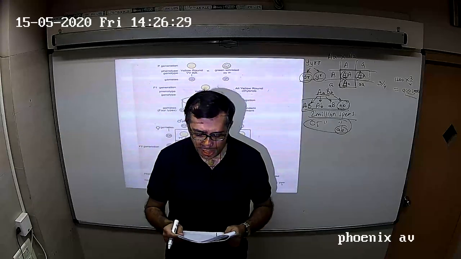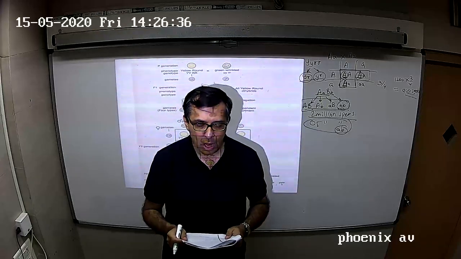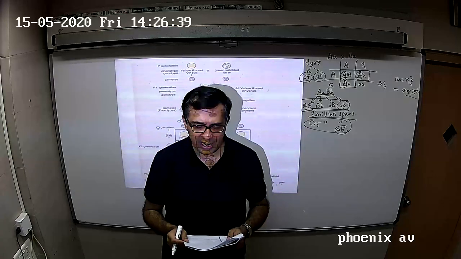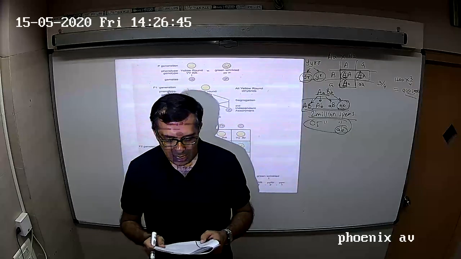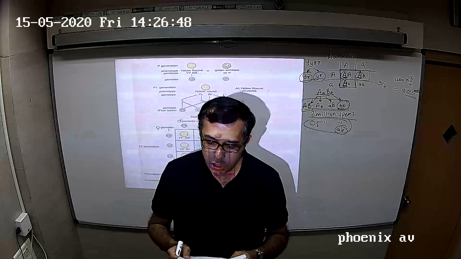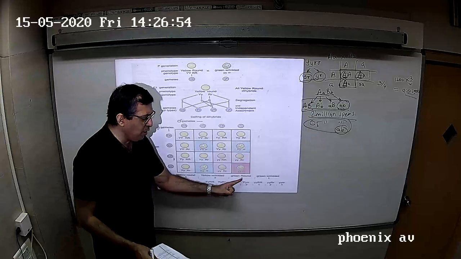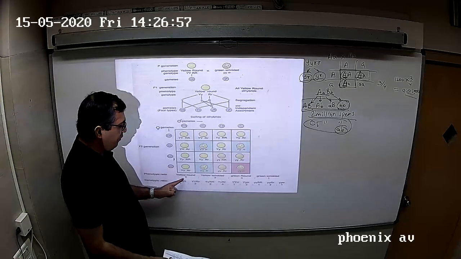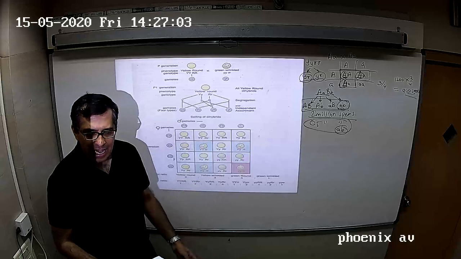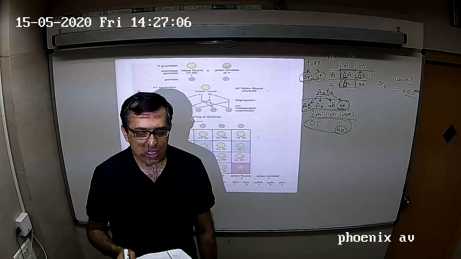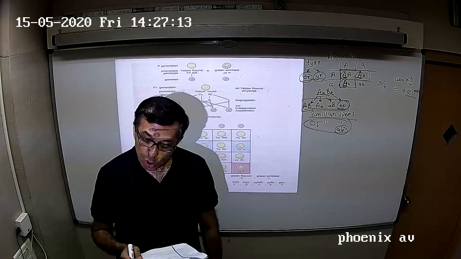85, dihybrid ratio is necessarily used for explanation of the law of independent assortment. Monohybrid ratio will give you law of dominance, law of segregation, purity of gametes. Dihybrid ratio is for law of independent assortment. 86, in a dihybrid ratio, the proportion of new phenotypic combination and parental phenotypic combination: new phenotypes are 3 and 3, 6, parental phenotypes are 9 and 1, 10. So 6 is to 10, in other words, 3 is to 5.